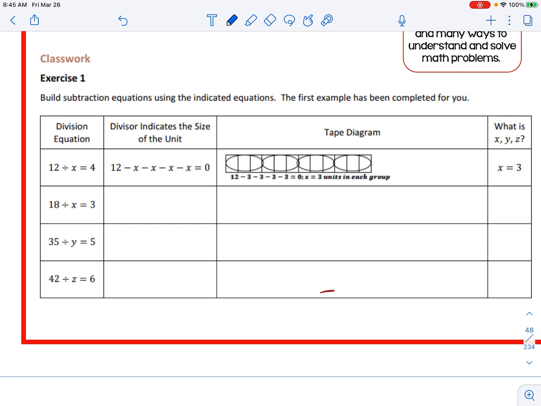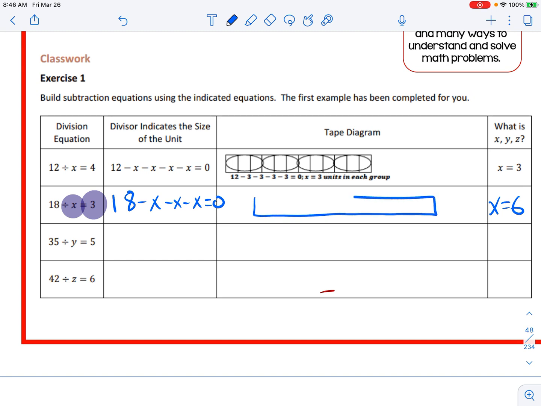So now let's look at 18 divided by x equals 3. That means that this is going to be 18 minus x minus x minus x equals 0. So the answer that we get is how many times you are going to subtract x. And in this case, what is x? X is going to be 6. So when we build our tape diagram with 18 units, let's do that real quick.